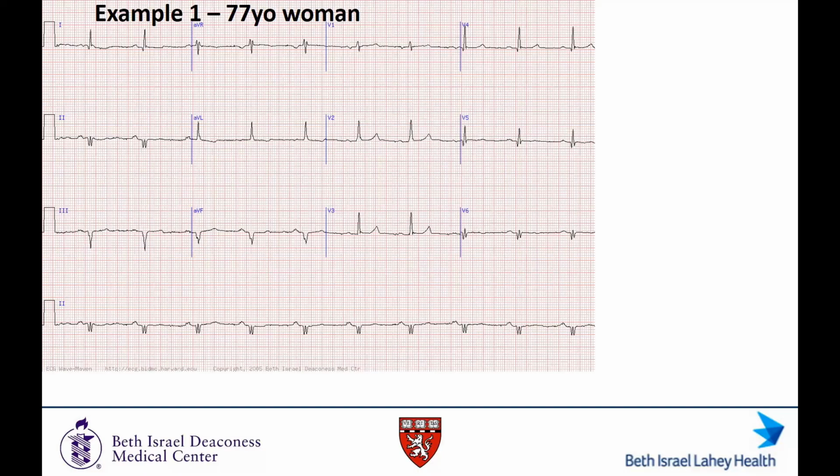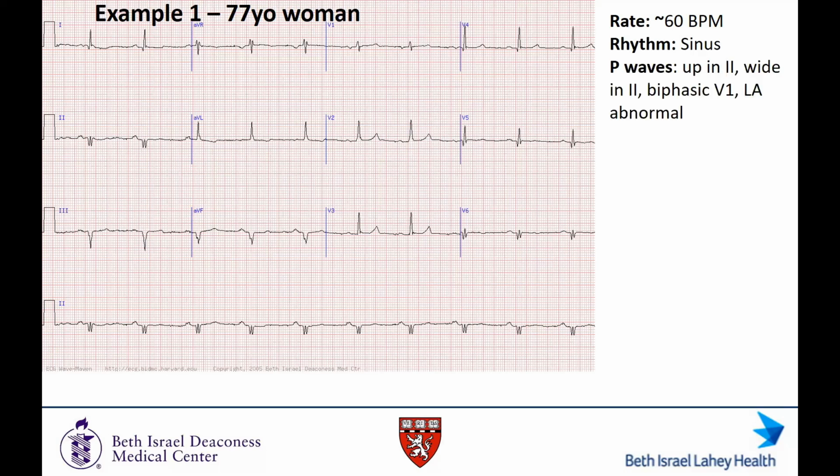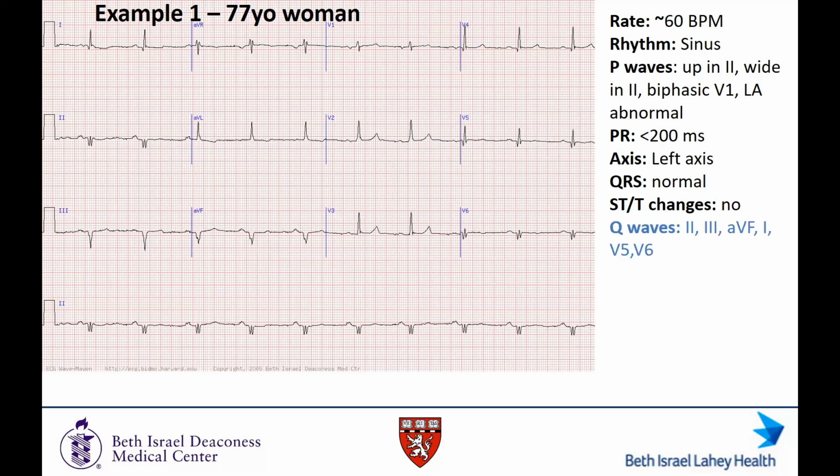So we have a 77-year-old woman, and just to continue our practice with approaching all ECGs systematically, we'll look at rates. I'll fly through this just so we can spend a little more time on the ischemic changes. We have a rate of about 60. It's sinus, based on the P waves. Our intervals are normal. Axis is left since we're up in 1, down in 2. QRS is less than 100 milliseconds.